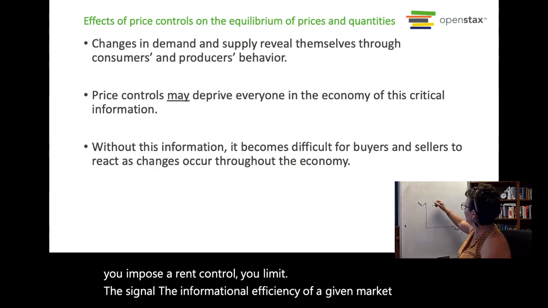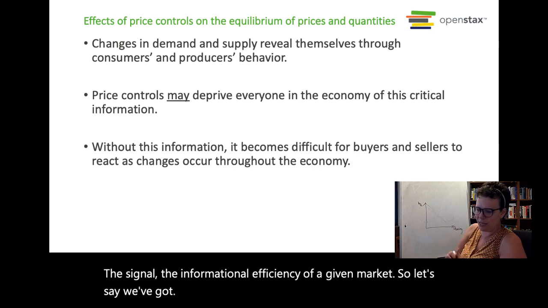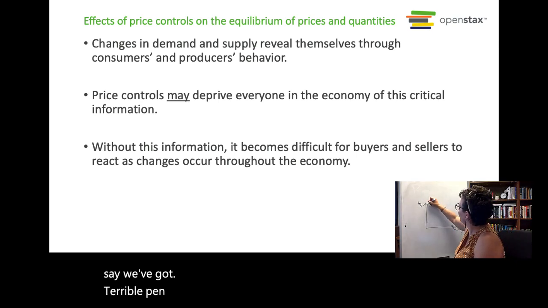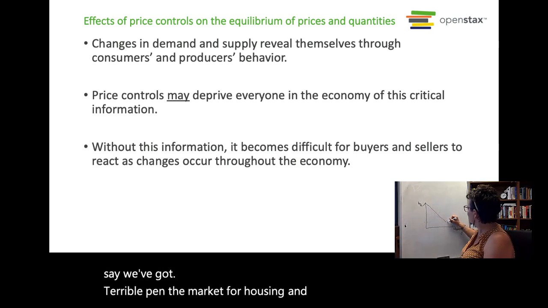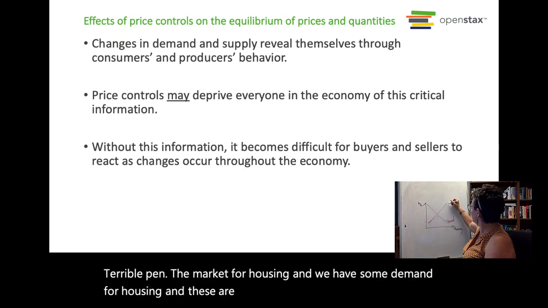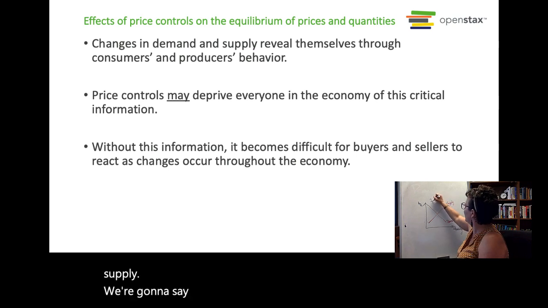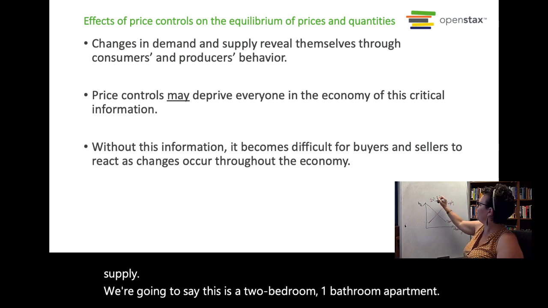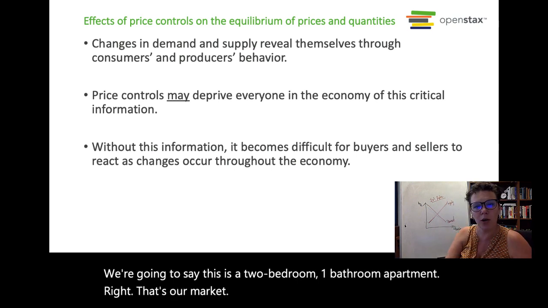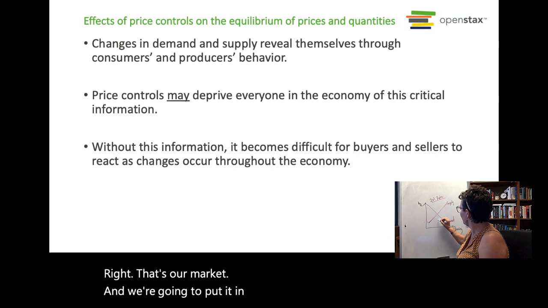So let's say we've got, oh, that's a terrible pen, the market for housing, and we have some demand for housing, and these are going to be apartments, and some supply. We're going to say this is a 2-bedroom, 1-bathroom apartment, right? That's our market. And we're going to put it in equilibrium.